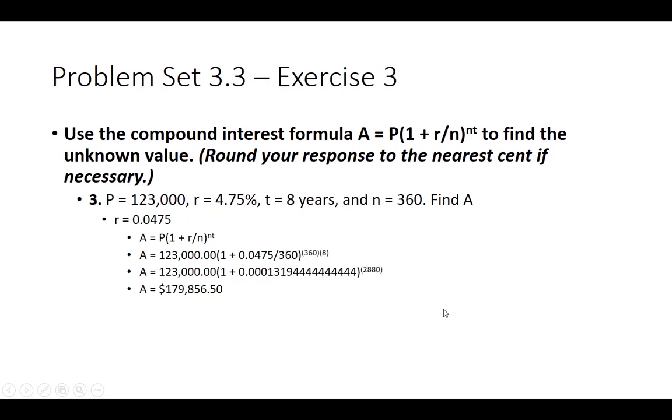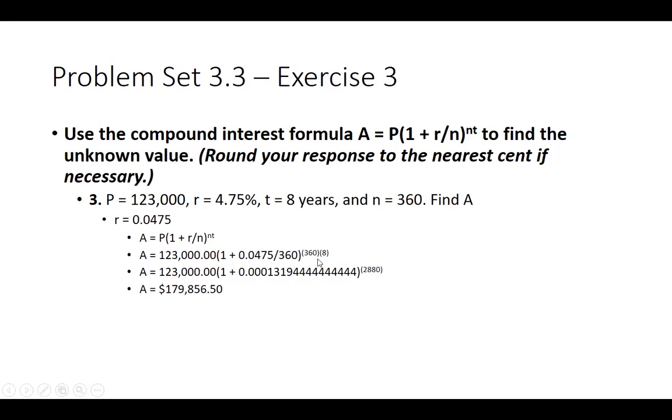Number 3, same thing. We're given P as 123,000, R as 4.75%, T is 8 years, and our N this time is 360. We're asked to find A. First thing we have to do is change that percentage to a decimal for R. So 4.75% becomes 0.0475. Plug that in for R, plug 360 in for N in both places, plug 8 in for T, and plug 123,000 in for P.